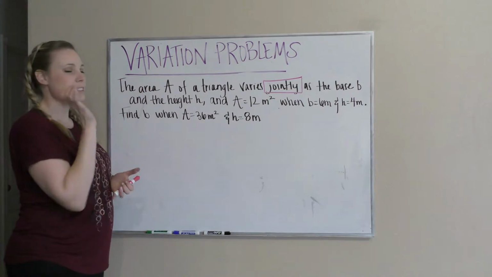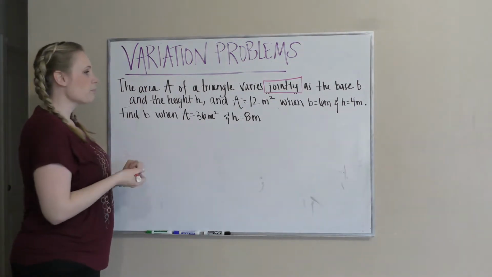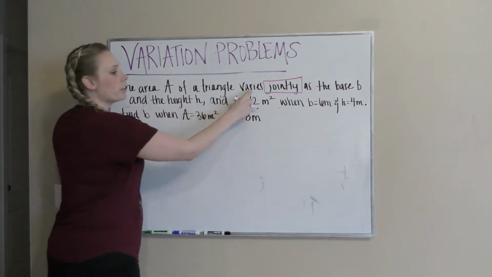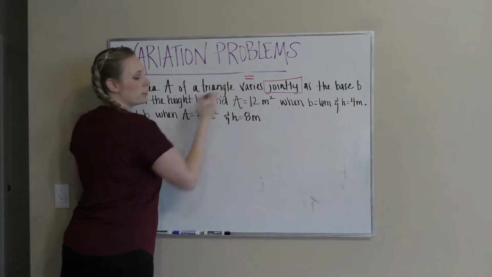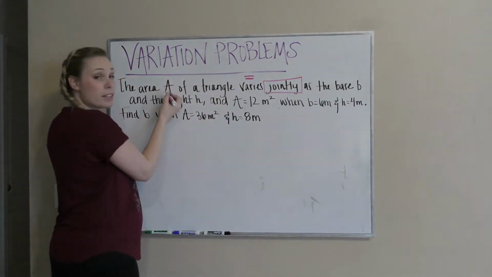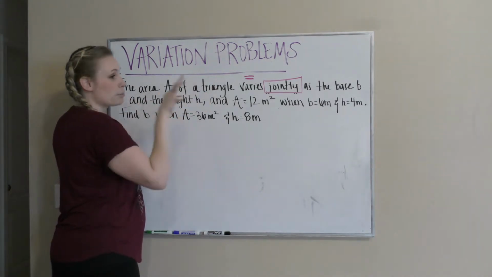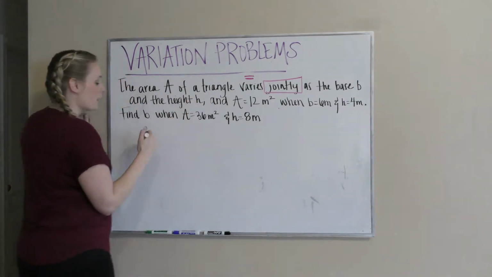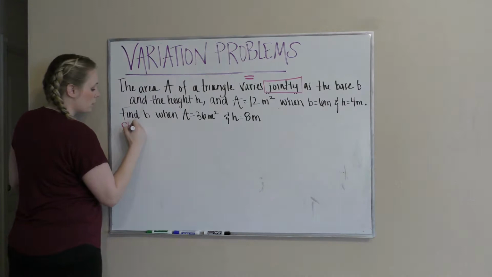One of the ways that makes this easier for me is as soon as I see the word varies, I put an equal sign. And when I put that equal sign, then I know A is on this side of the equal sign, and the other variables are on the other side of the equal sign. And so step 1 is to find K.